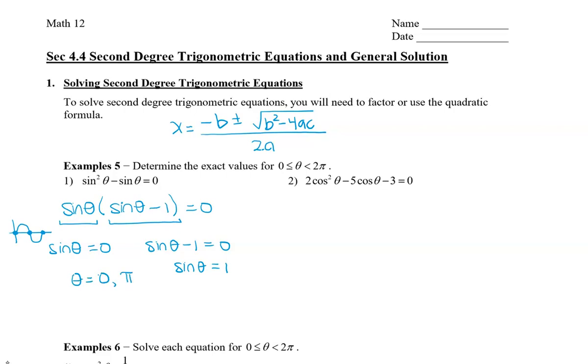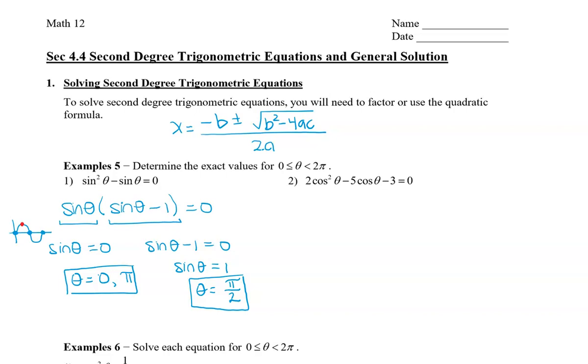In the second equation, we want to know where sine theta equals 1. And we can see that occurs right here at the very top max of the sine graph. So here, theta is equal to pi over 2, because that's where it occurs. So in this question, we have 3 answers. The difference between these quadratic equations compared to the ones we've done before, which are just linear, is that we could have anywhere from 0 to actually 4 answers now. So let's take a look at another one.